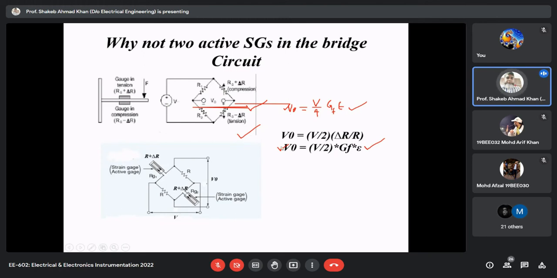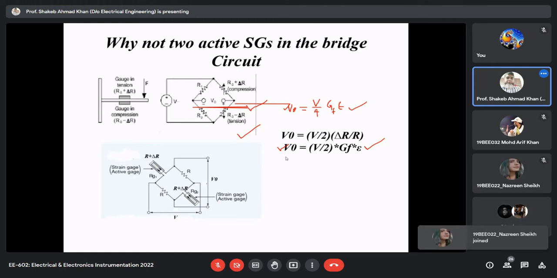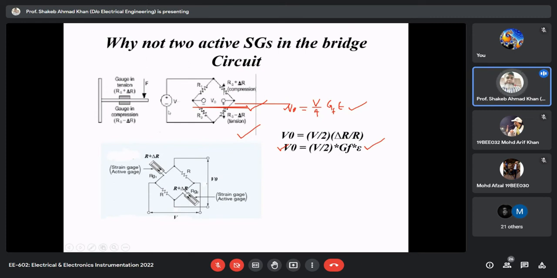For the same strain this circuit is giving more output than this circuit. So will this thing offer any advantage? It means I'm speaking about many things since long and you are not noticing it. Which out of these two instrumentation systems is more sensitive?